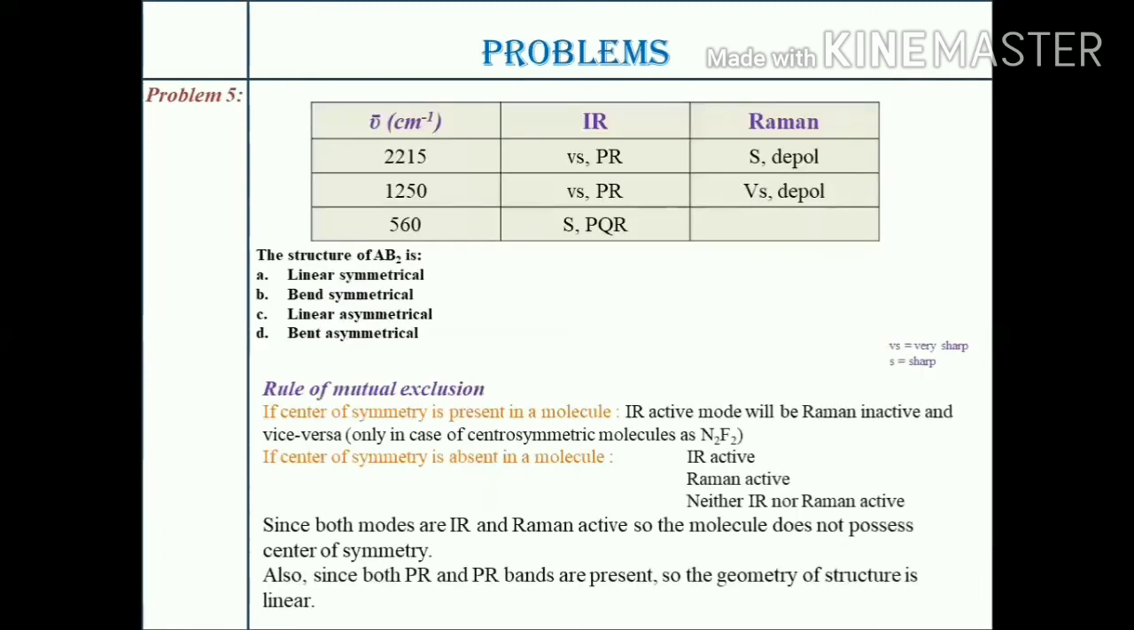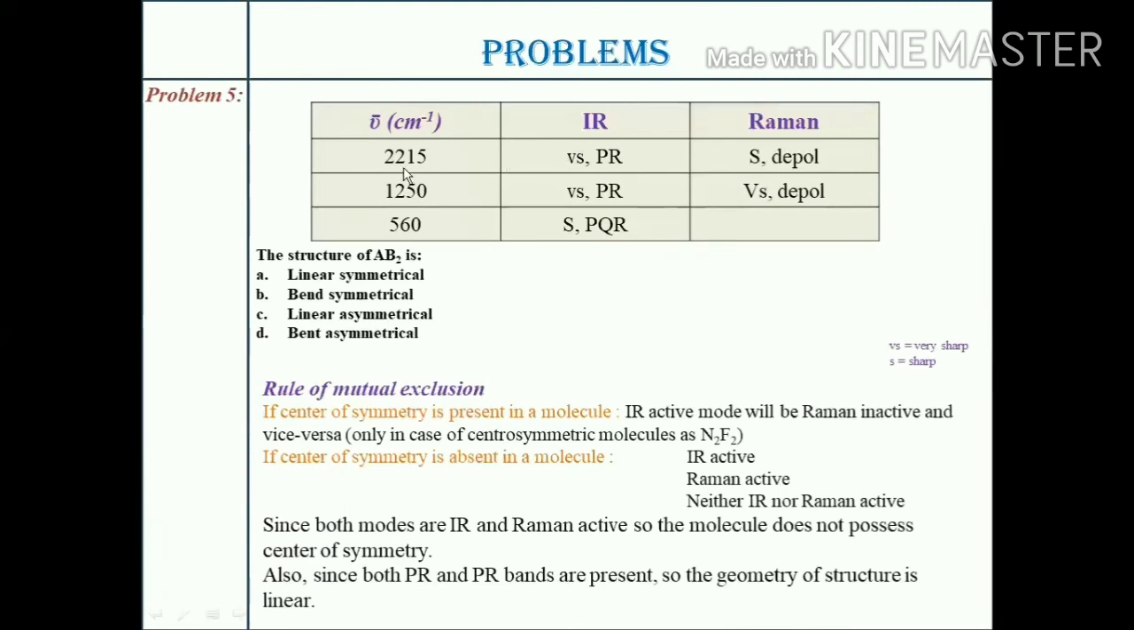Okay, next question. This question is actually a bit of a next level question. In this question the wave numbers have been given to me, the three different wave numbers for a molecule. Now if I observe this molecule using the IR spectroscopy technique, I get bands at these three particular wave number values, or let's say these are three modes which I obtain. For IR, Vs is given over here. Vs actually stands for very sharp.